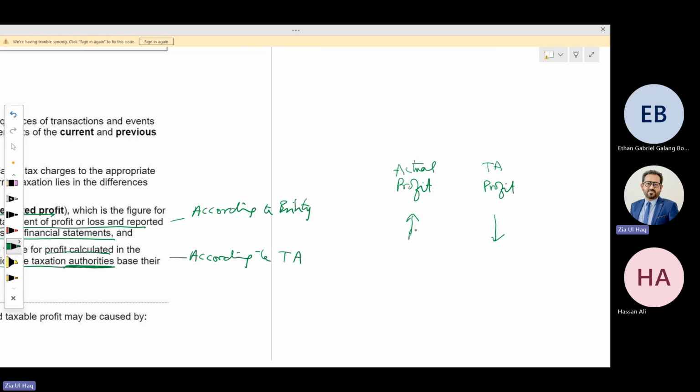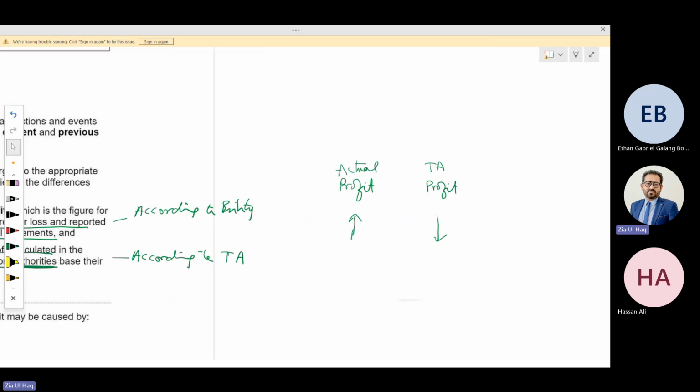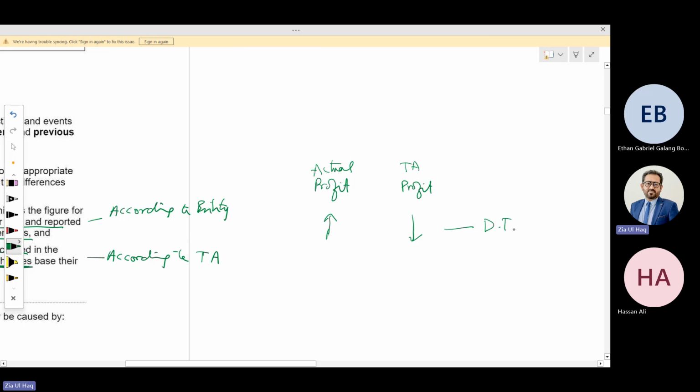We know we calculated profit accurately. But now, according to tax authorities, we need to deal accordingly. This means if actual profit was more, we calculated tax more. According to tax authorities, tax amount is lesser. We need to create deferred tax liability. Because we know we calculated this profit based on our records. We are having accounting records, and those records we prepared according to accounting standards.